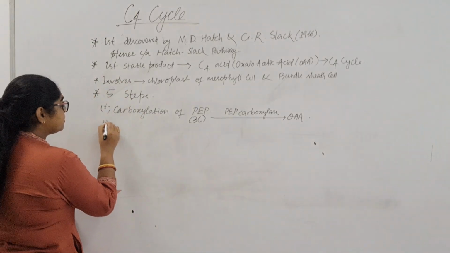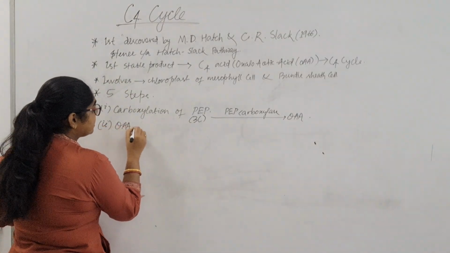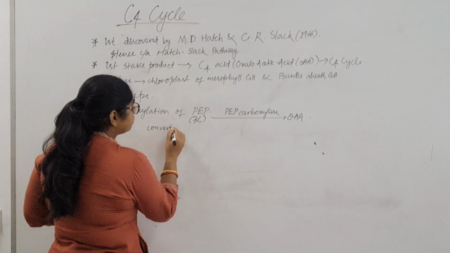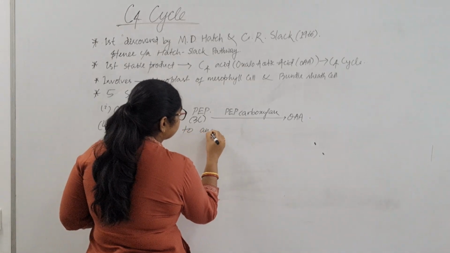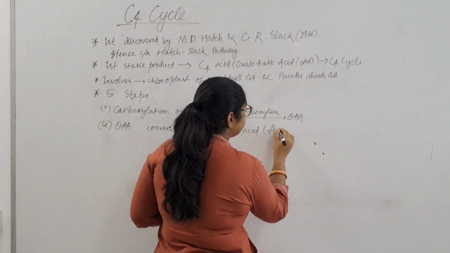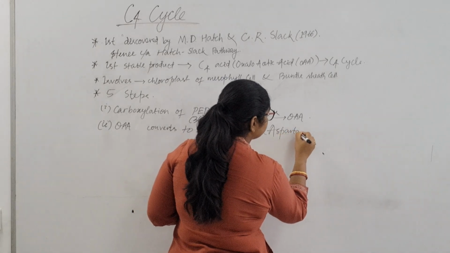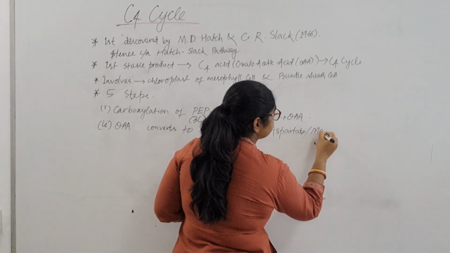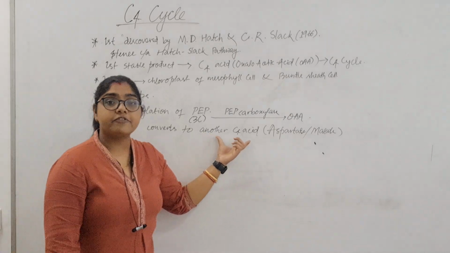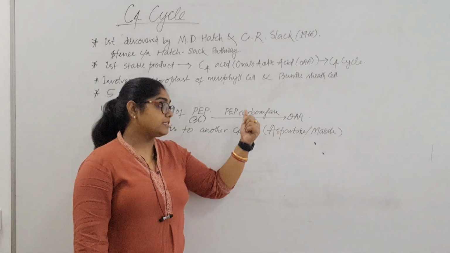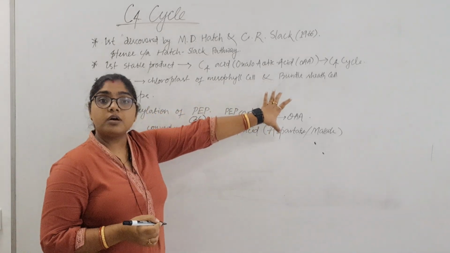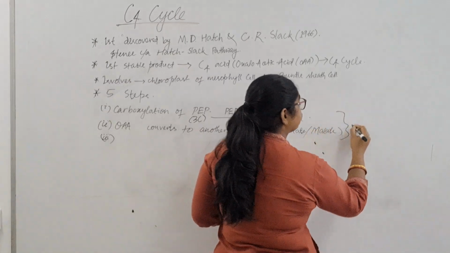Now in the second step, this oxaloacetic acid is converted to another C4 acid. It may be aspartate or malate. So in the second step, this oxaloacetic acid, a C4 acid, will convert to another C4 acid, which may be aspartate or malate. These 2 steps take place in the mesophyll cell.